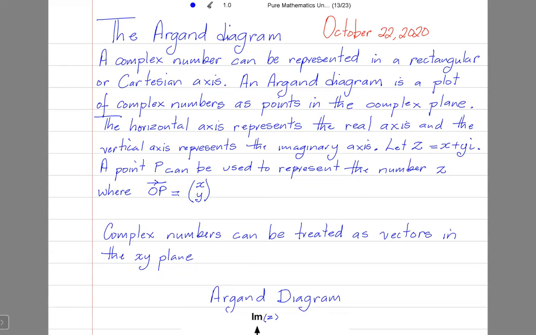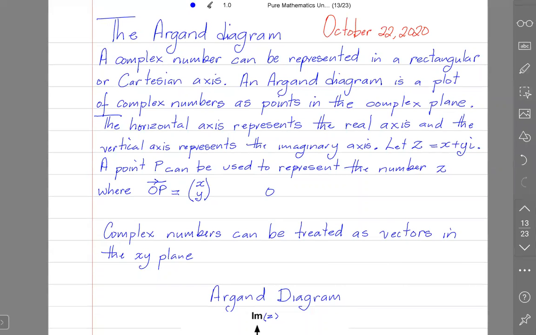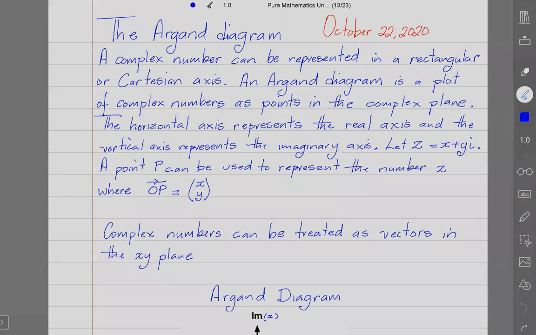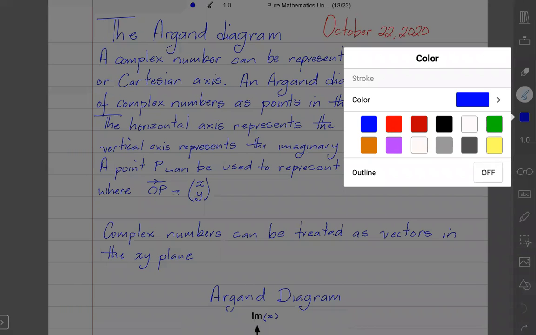the vector OZ is (x, y). All right, that's not self-explanatory, so I'll show it to you below. A complex number can be treated as a vector in the xy plane. So if you all remember vectors from CXC, OP could be a position vector. OP, the vector OP, let me use a different color ink. Wait, sir, what are we working with, OP or OZ? OP. Okay. P is the point that represents the complex number Z.